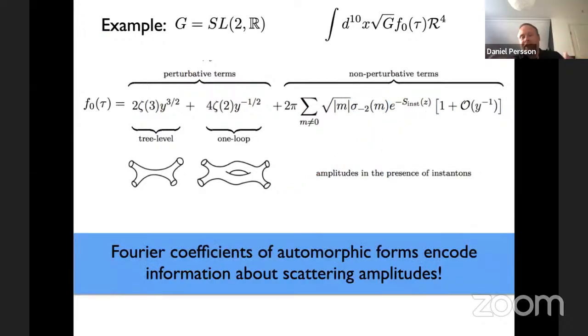So the conclusion here is that in this setting, you have Fourier coefficients of this automorphic form encoding information about scattering amplitudes in both perturbative and these kind of instanton effects. So it's a very powerful result, and it comes more or less completely by using these kind of strong symmetries that we have. So a lot of the work that has been going on since is to try to understand how this generalizes to higher rank groups, other types of Fourier coefficients, and so on and so forth.